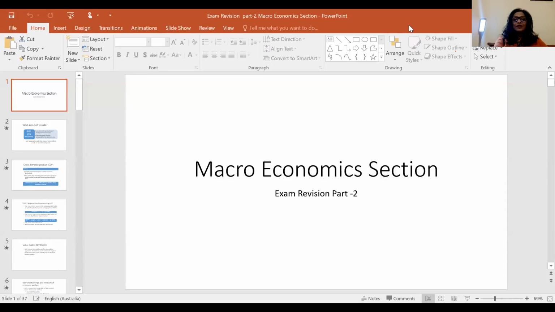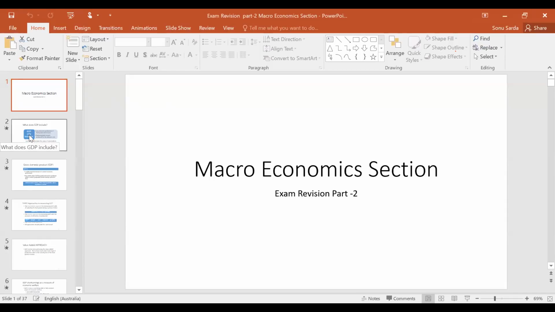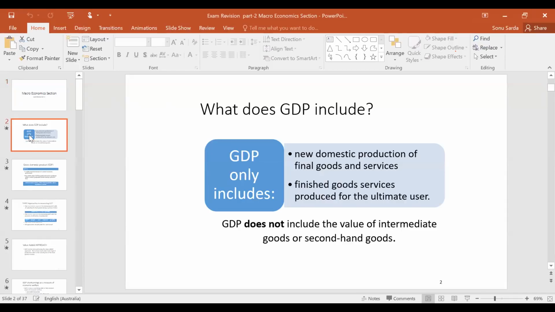So let's get started. The very first topic that relates to the macroeconomic section is GDP. Commonly, a question on the very definition of GDP can always be there, and you must understand what GDP is, which is the market value of final goods and services produced in an economy within a given period of time, say 1 year.